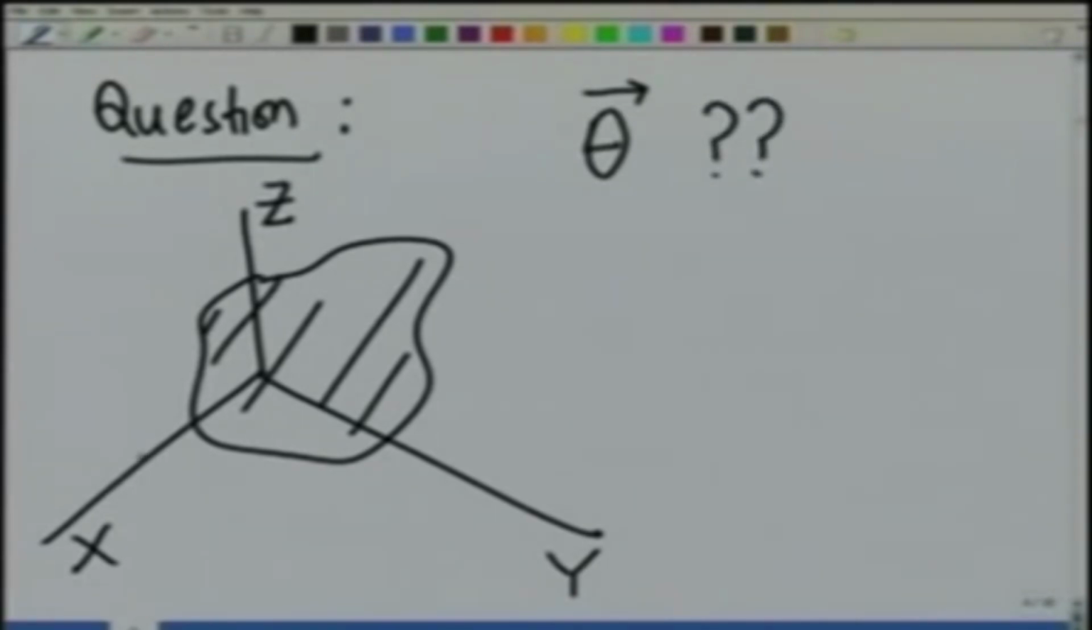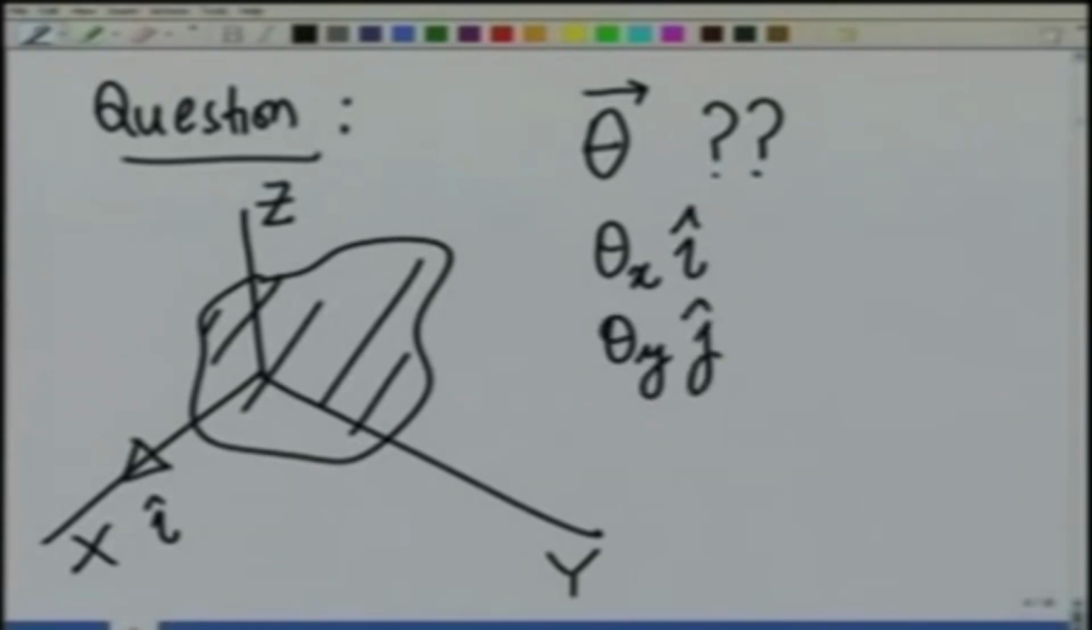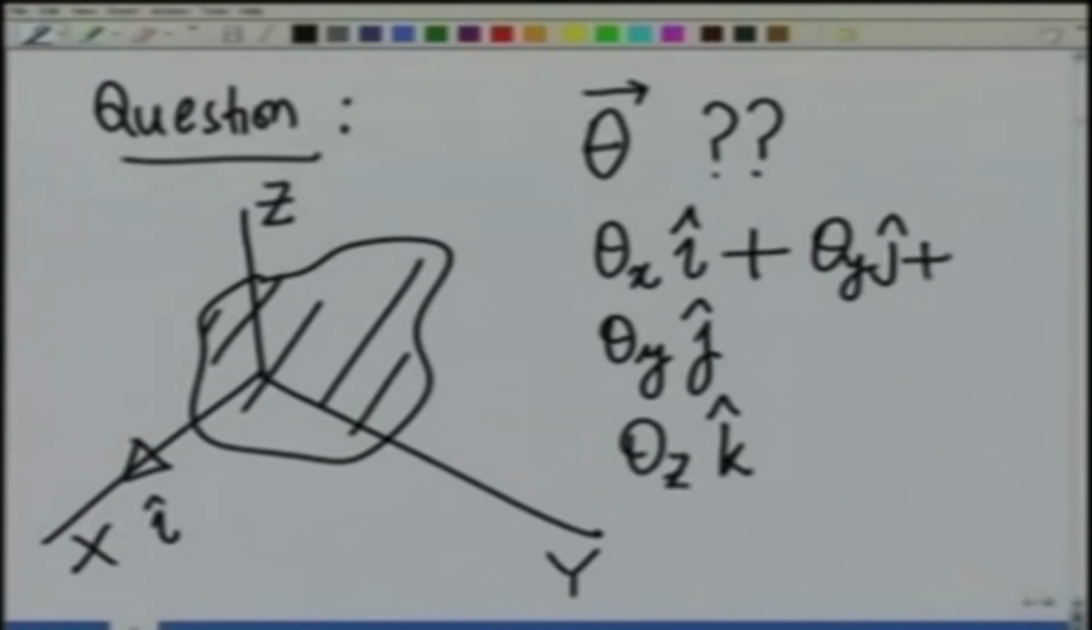I would give the rotation about x a direction along the x axis, rotation about y a direction along the y axis, and rotation about z a direction along the z axis. The question is, do these quantities together, if I take theta x i plus theta y j plus theta z k, does it constitute a vector quantity? And the answer to this in one word is no.